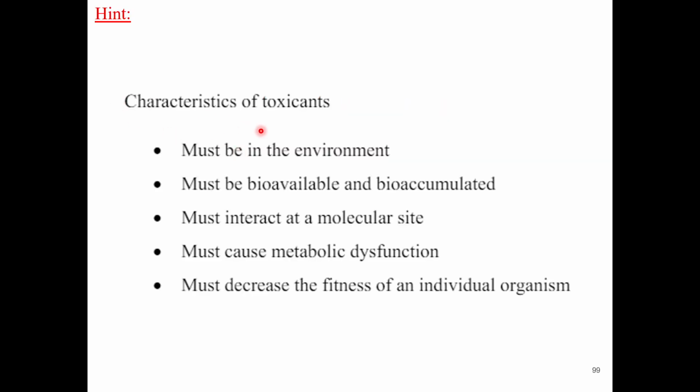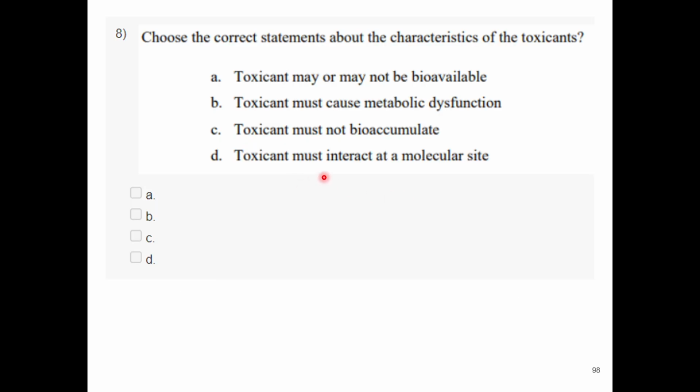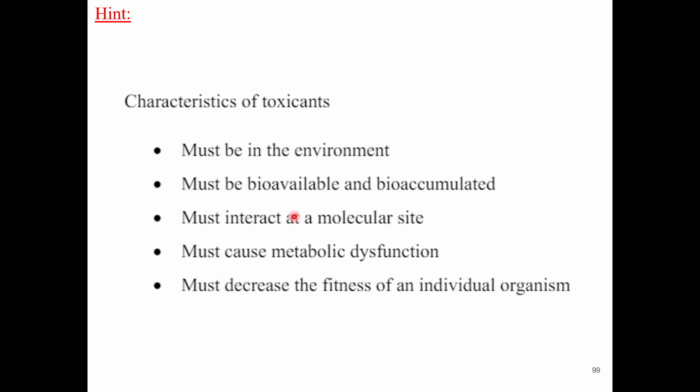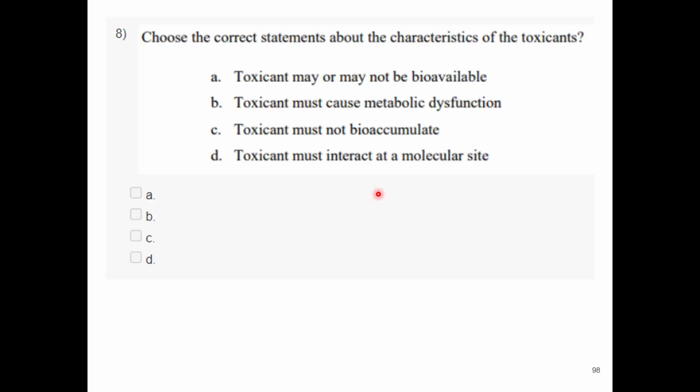As you can see here, the characteristics of toxicants: it must be in the environment, must be bioavailable and bioaccumulated, must interact at a molecular site, must cause metabolic dysfunction, and must decrease the fitness of an individual organism. So A is incorrect, and also it must not bioaccumulate, so that is also incorrect. So both B and D are the correct statements: B, toxicant must cause metabolic dysfunction, and D, toxicant must interact at a molecular site.